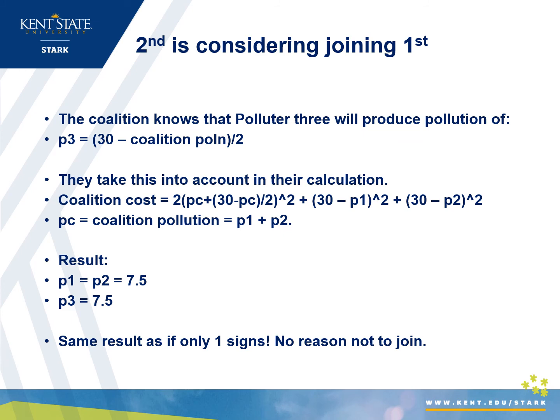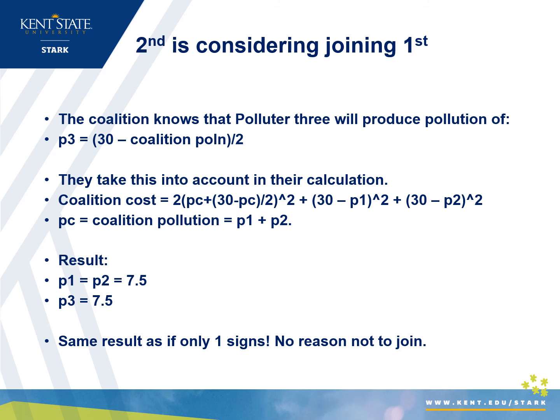So the coalition's cost then will be whatever the amount of total pollution is from the coalition, plus 30 minus that total coalition divided by 2. So that would be the amount that the third polluter decides to pollute. Take that whole thing, square and double it to account for both the accelerating costs of pollution and also the fact that there are 2 parties now in this agreement. Then add on the abatement costs for each of those that have signed.